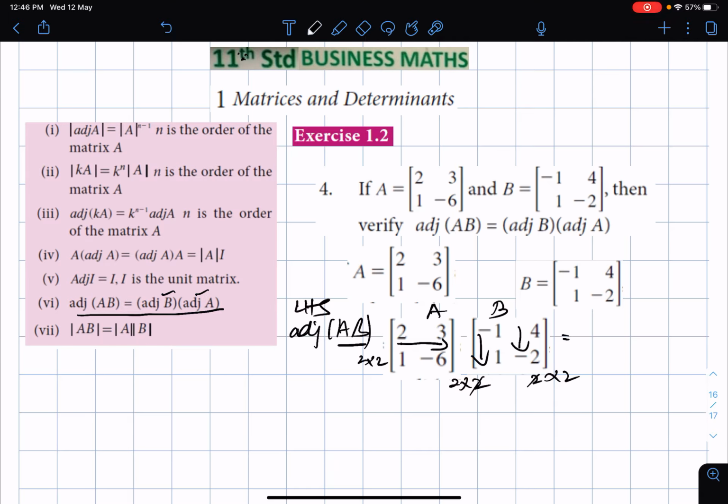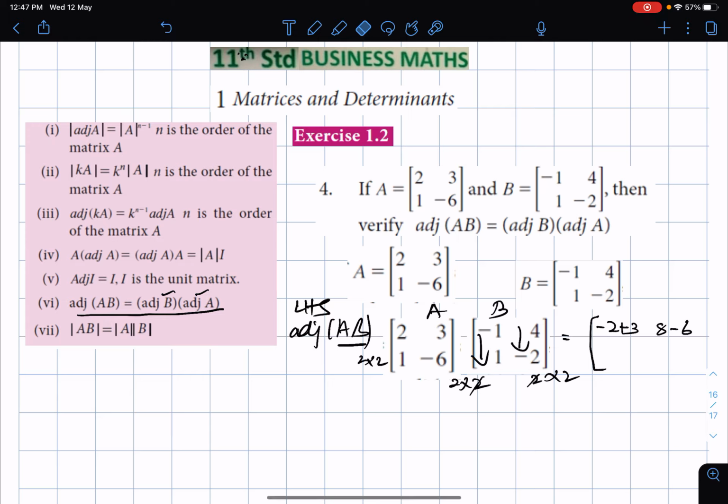Let us see. The first row is 2 into 1: first element into first element, second element into second element. So 2 into minus 1 gives you minus 2, plus 3 into 1 gives you 3. Similarly, first row into second column: 2 into 4 gives you 8, and 3 into minus 2 gives you minus 6. Now the first row is over.